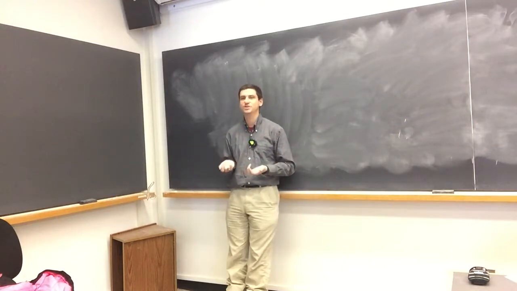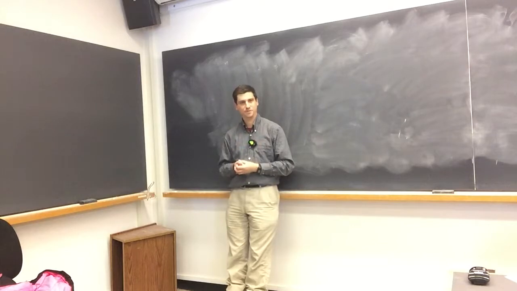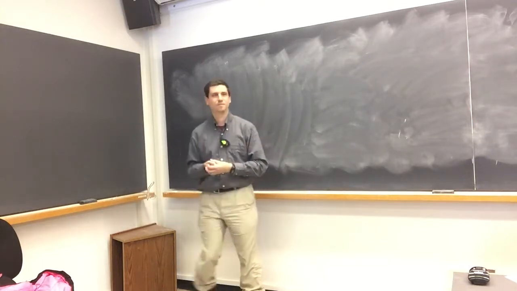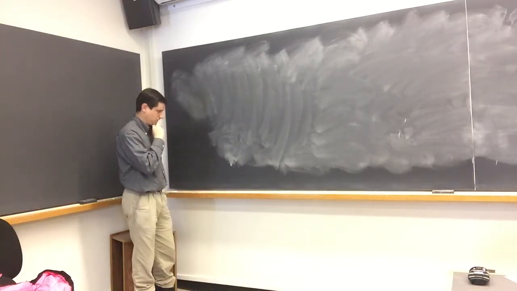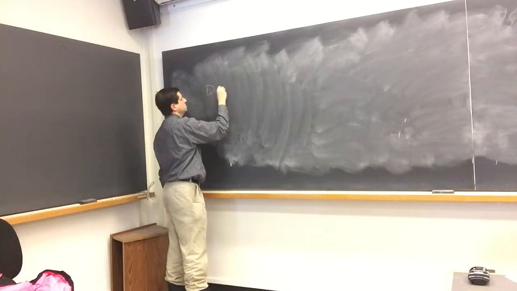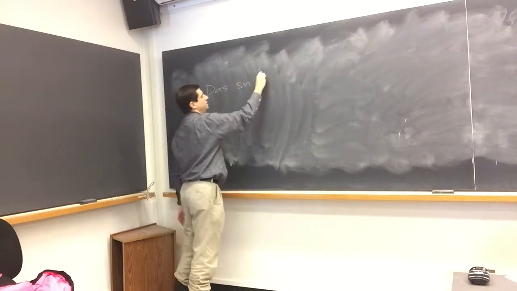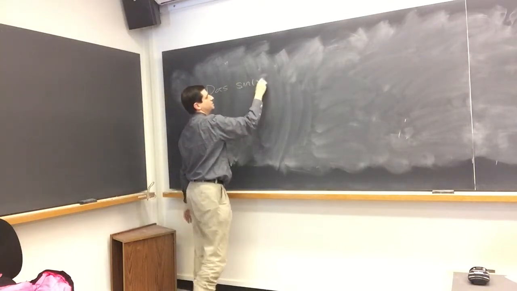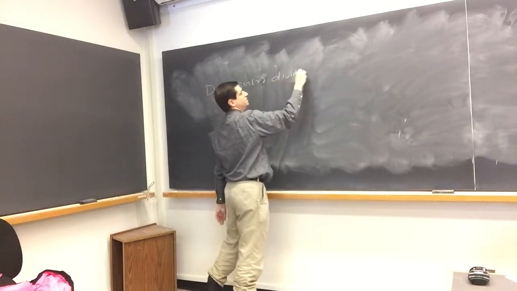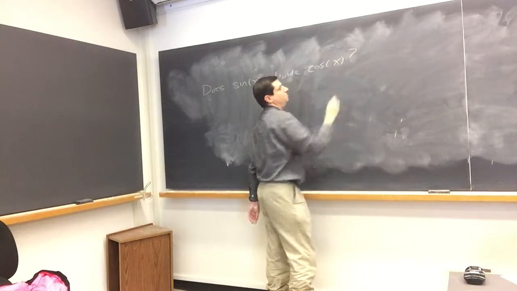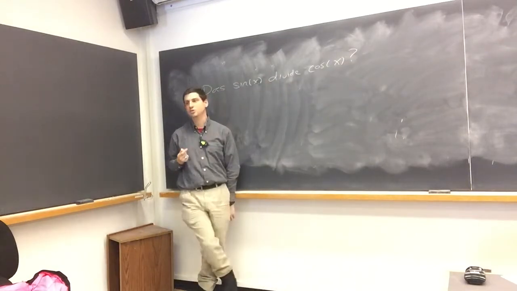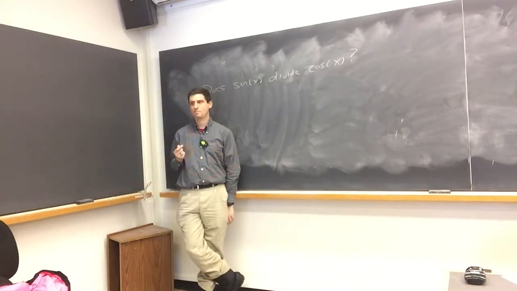So one of the things we need to prove is, if a prime divides a product, must it divide at least one of the terms? And then the question is, what is your definition of prime? So here is a nice one. Does sine of x divide cosine of x? Does sine of x go evenly into cosine of x?